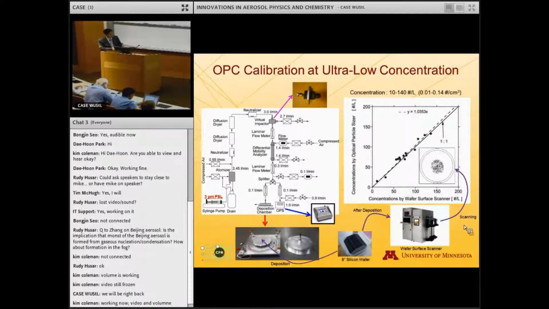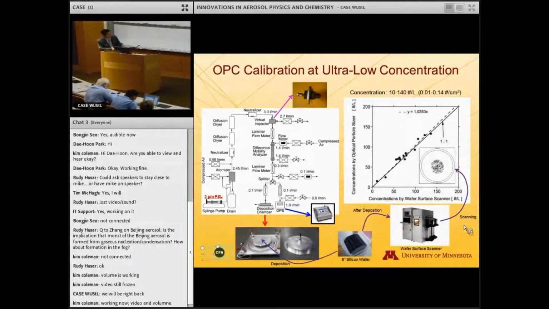And once they are deposited, we scan the wafer with a wafer surface scanner. That's a very common instrument for the clean room. And then you can see that the scanner prints out a map with all the particles collecting near the center of this wafer. And it provides the total number count and sizing information as well.